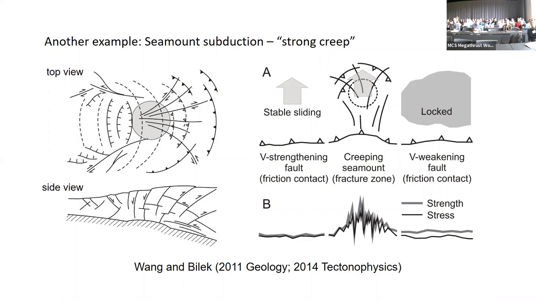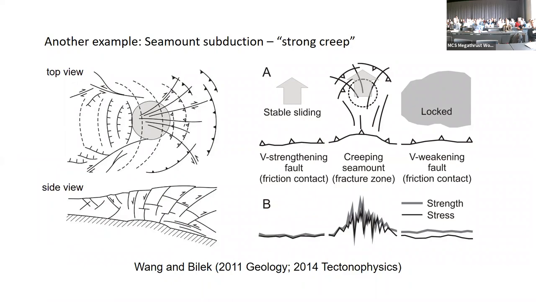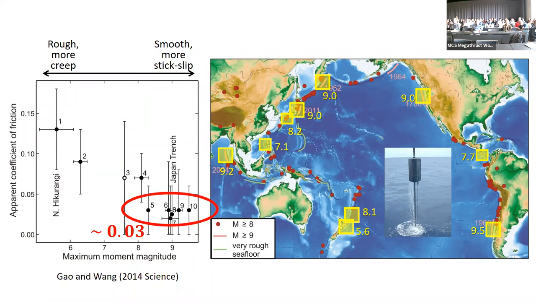Even when that happens, that kind of creep is against a lot of resistance, and you have to do more work and produce more heat. That's what we see from frictional heating on faults with a lot of very rough seafloor subducting: they actually produce more heat. So the inferred friction coefficient from frictional heating is actually larger. These creeping faults can be stronger. That's why we call it a strong creep.